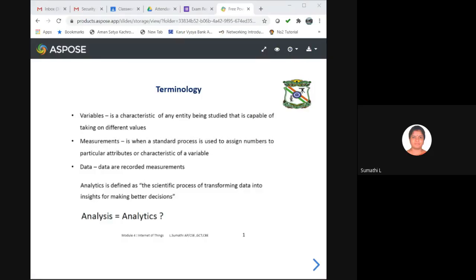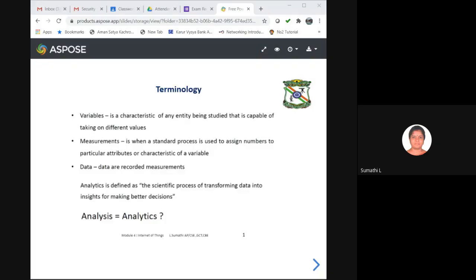For example, take our IoT class. What are all the information I collected from you? Apart from what I mentioned, I collected your year of study and the branch. So these are all what you call variables. Okay, what do you mean by measurement? The standard process to assign a number to that particular attribute, you call it measurement.